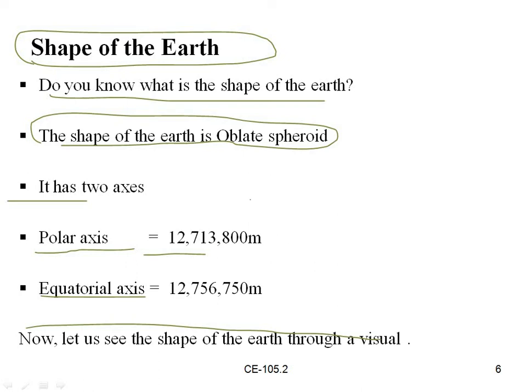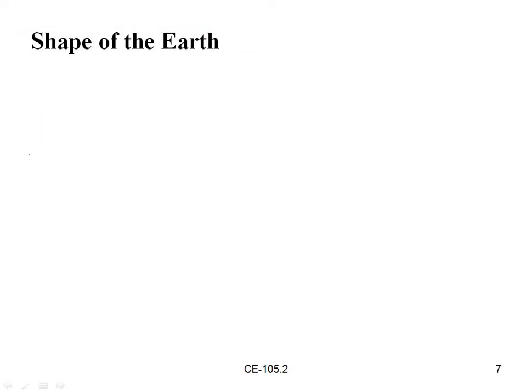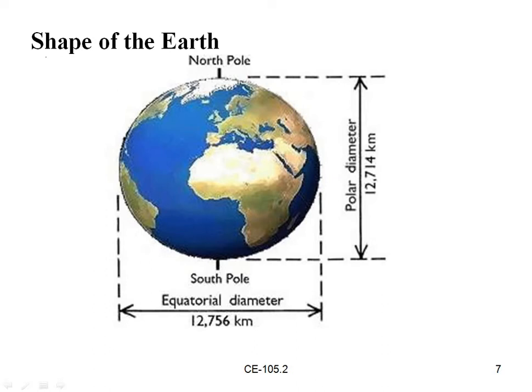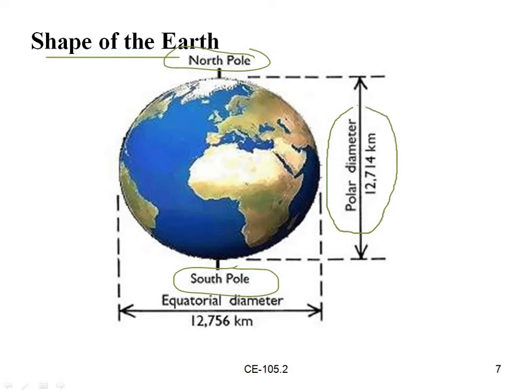So this is regarding the shape of the earth. This is our shape of the earth. This is called the North Pole and this is the South Pole. Our polar diameter is 12,714 kilometers, and the equatorial diameter is 12,756 kilometers. The shape of the earth will be of this type.